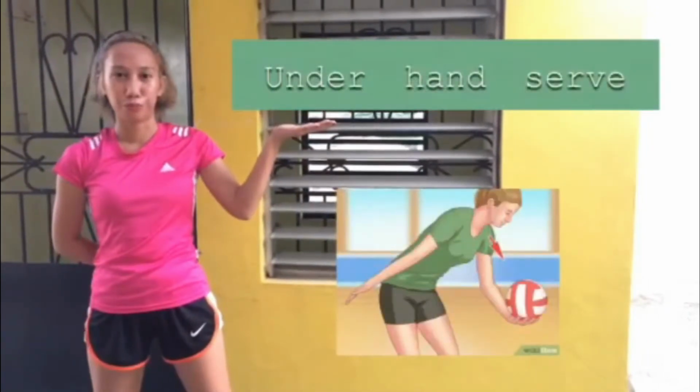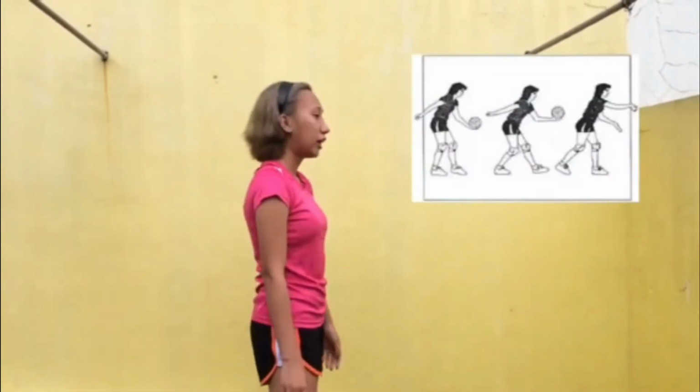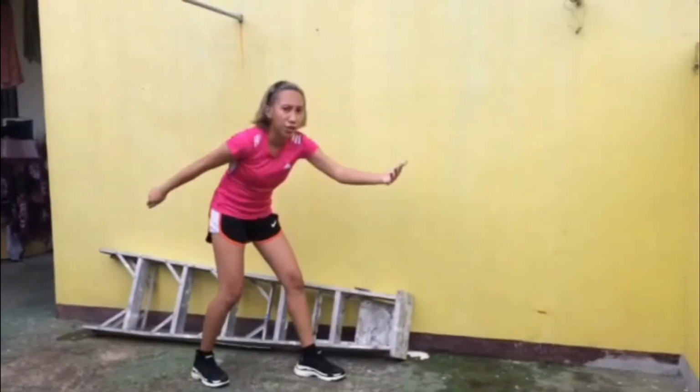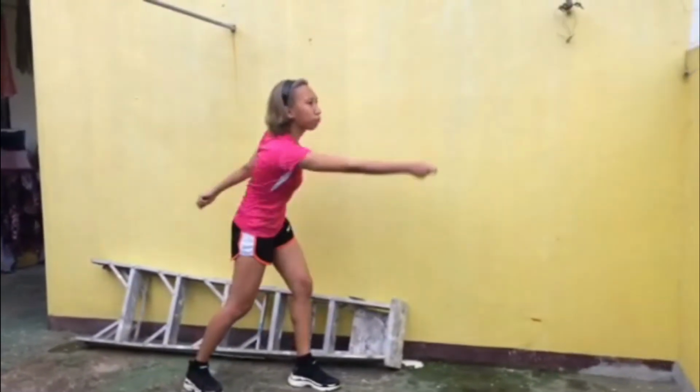Underhand serve. It's a type of serve where a player holds the ball in one hand, swings in an arc motion below the waist, and strikes the ball from the bottom.